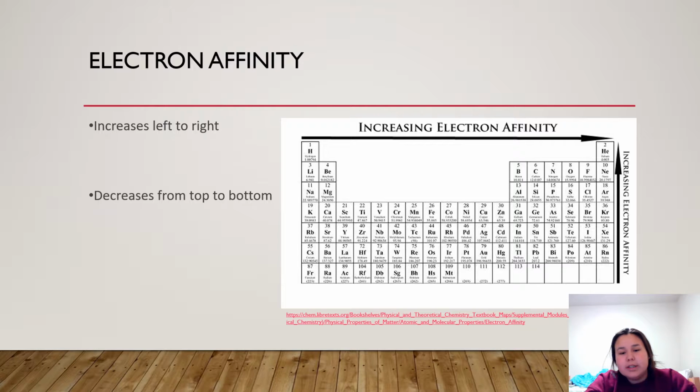So electron affinity increases left to right and decreases from top to bottom. So when I say increases left to right, it is caused by the decrease in the atomic radius. And when I say it decreases from top to bottom, it is caused by an increase in atomic radius.